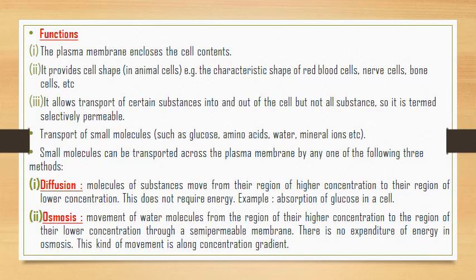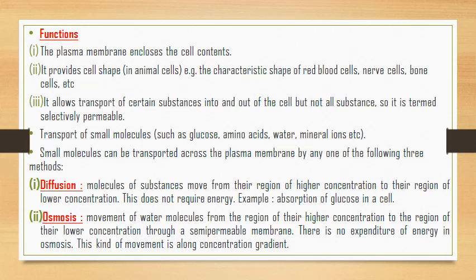Function: plasma membrane encloses the cell contents. It provides cell shape, the characteristic shape of RBC, nerve cells, bone cells, etc. It allows transport of certain substances into and out of the cell, but not all substance, so it is termed selectively permeable. Transport of small molecules such as glucose, amino acids, water, mineral, ions, etc. Small molecules can be transported across the plasma membrane by any one of the following three methods.